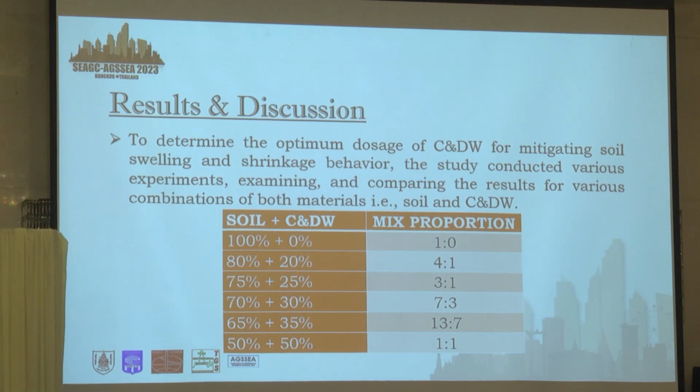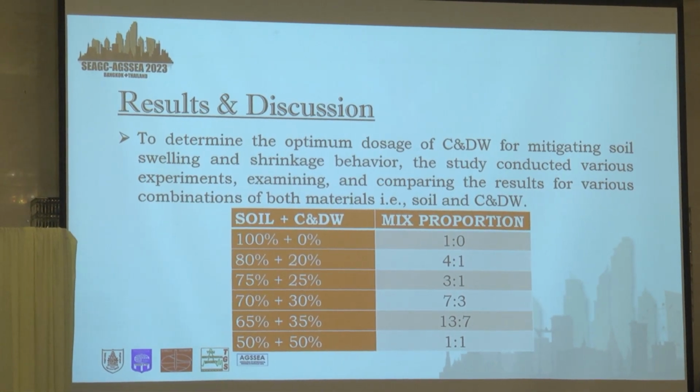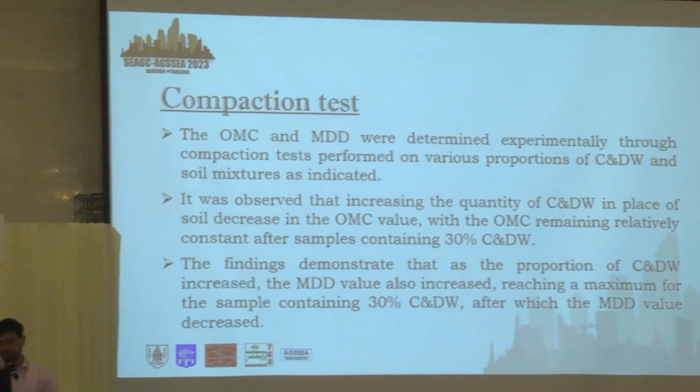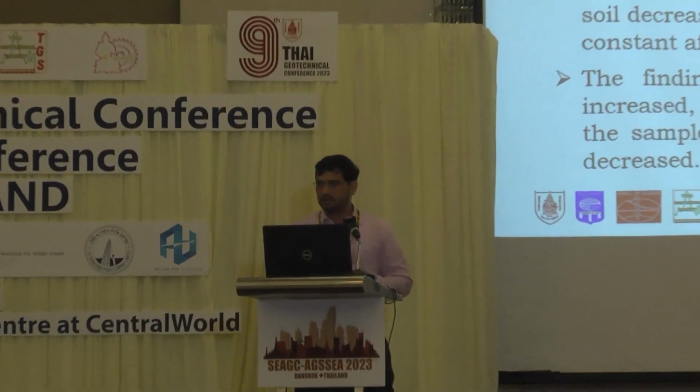For practical purposes, I am choosing the mix proportions for the soil and construction and demolition waste. These are the mix proportions, starting from the virgin soil and then incrementing 80%, 20%, 75%, 25%, and so on. First of all, I am conducting the compaction test for the OMC and MDD, and from the compaction test I get the results.